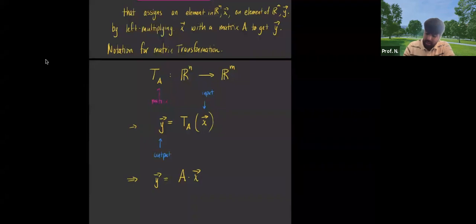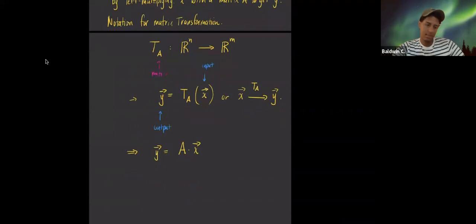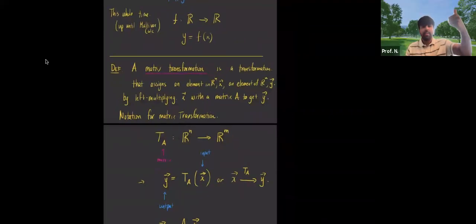Okay, and you can also write this as X, when you apply the transformation A, you get Y. So this is just notation. Oh, I should write it up here. Does that make sense? Yes. So we talked about transformations, what they are. Now we're refining that definition to matrix transformations.